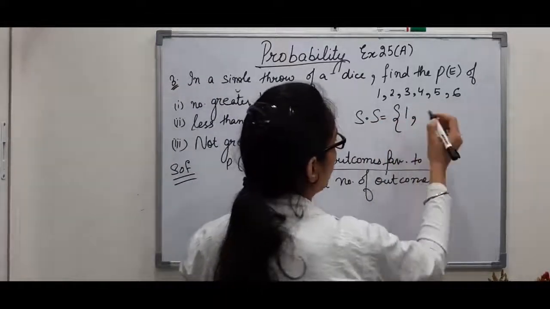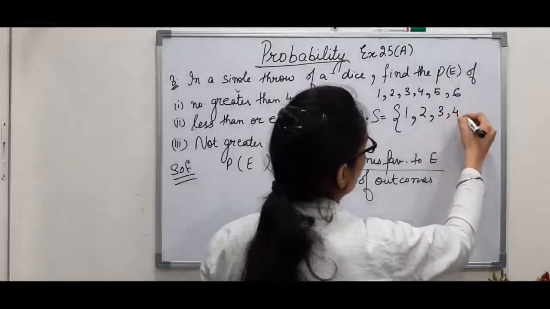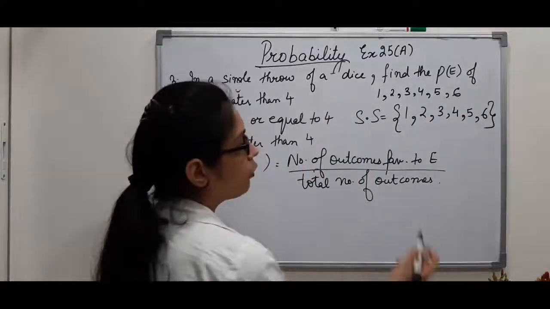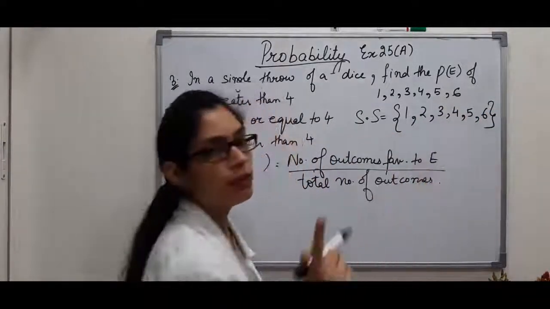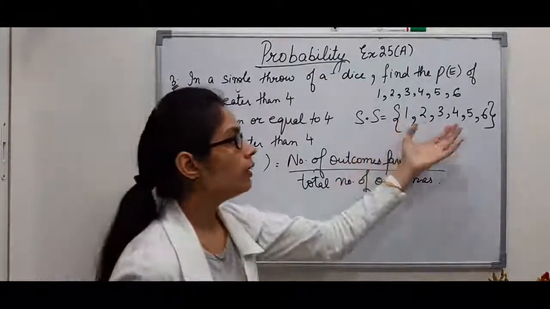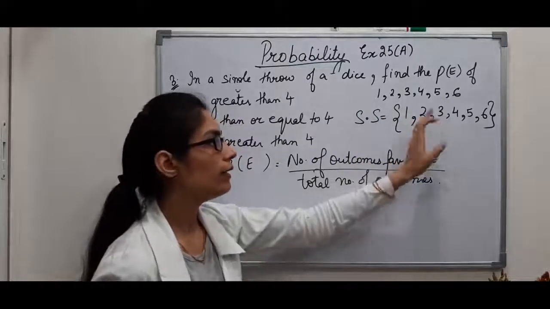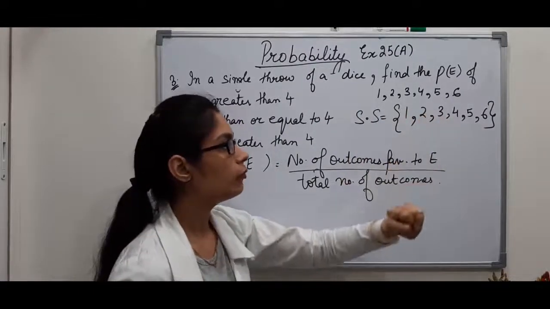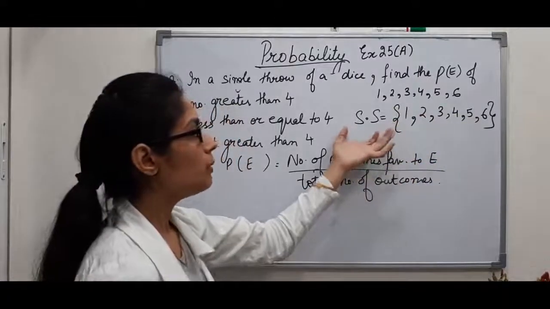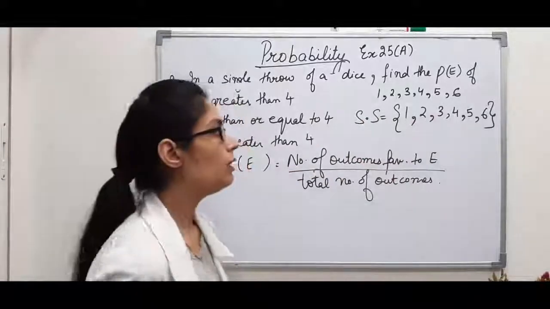These are my possible outcomes: 1, 2, 3, 4, 5 and 6. Total number of outcomes is 6, and all the numbers on the dice appear only one time. That's why I have written it this way. One time I will get 1, one time 2, one time 3, one time 4, one time 5 and one time 6. So this is my sample space. It has given me my total number of possible outcomes.